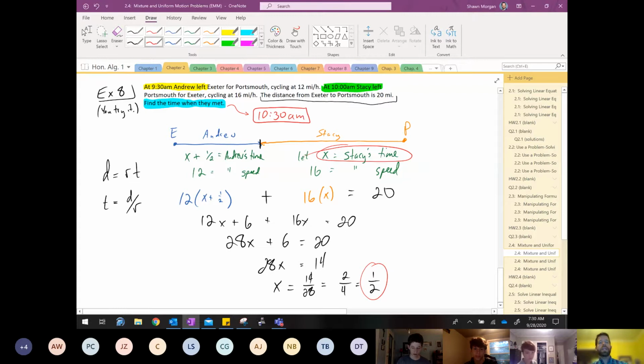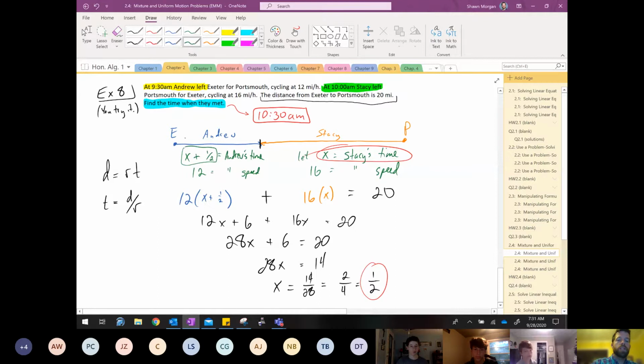All right, so like I highlighted, this question was all about time. I highlighted the time at which Andrew left, the time at which Stacy left, and then I highlighted the question, well, when do they meet? And we wrote up our equation, rate times time equals distance, and added the two together. And then we solved that out. We got x equals 1/2. And then we said, oh, well, if she's been riding for half an hour, then they must have met at 10:30.